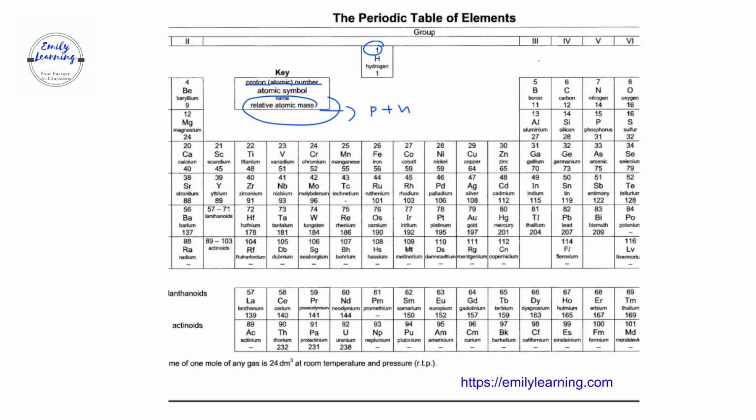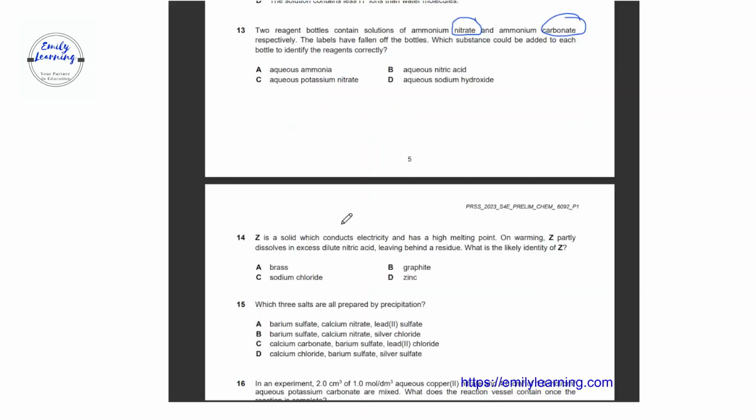Let's go back to the question here. Now, you know that for nitrate, you add aqueous sodium hydroxide and you need aluminum foil, right? There's no aluminum foil, so actually this D is out. So you cannot test with this. The only option is to add nitric acid, which is an acid. So the acid will produce carbon dioxide with ammonium carbonate, but not with ammonium nitrate. So the answer is B.